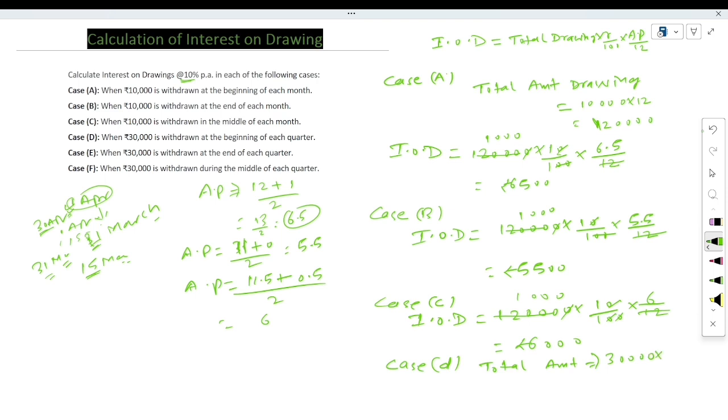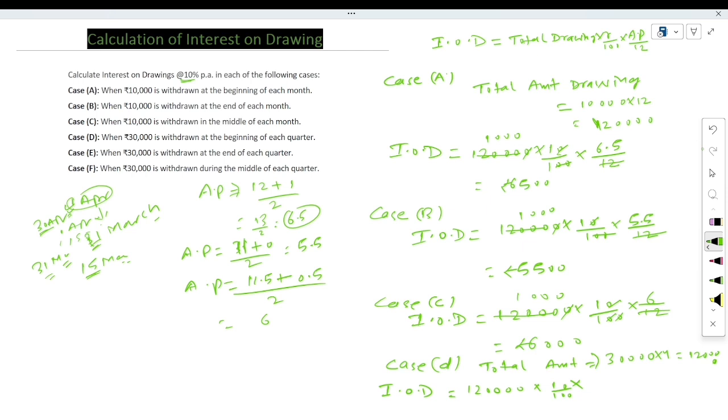30,000 multiplied in a year, you know there are 4 quarters. It means 30,000 into 4. Here the amount of drawing will also be the same, 1,20,000. Amount of drawing will not be changed here also. So now calculate the interest on drawing. Total amount as it is 1,20,000, and rate of interest as it is, multiplied by average period. Now again the concept of average period.